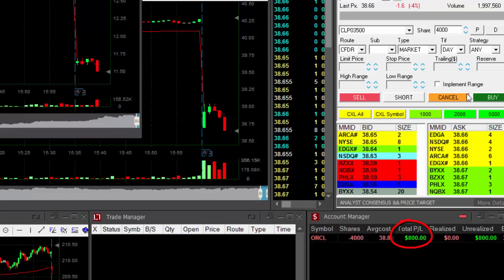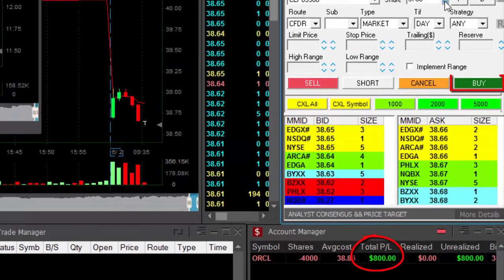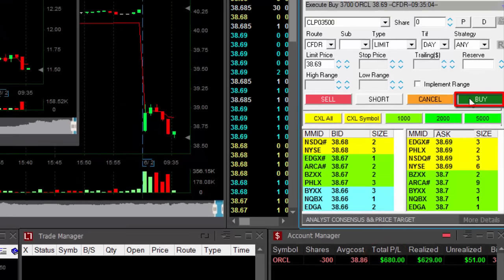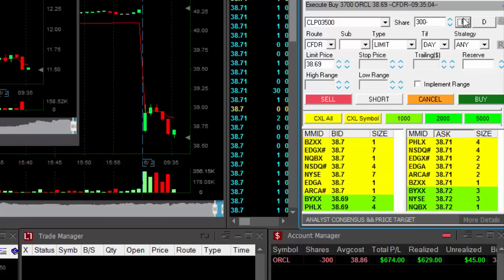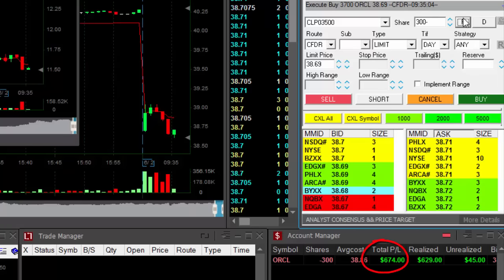What a nice move, up $800, getting ready for a partial, $1,000. Pullback, I'm buying. Okay, just covered 3,700 shares out of my 4,000. What a nice first trade in Oracle.